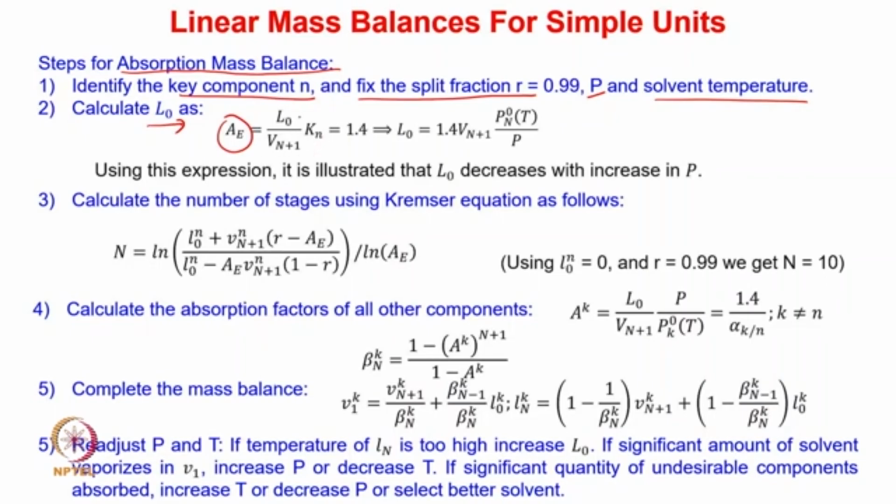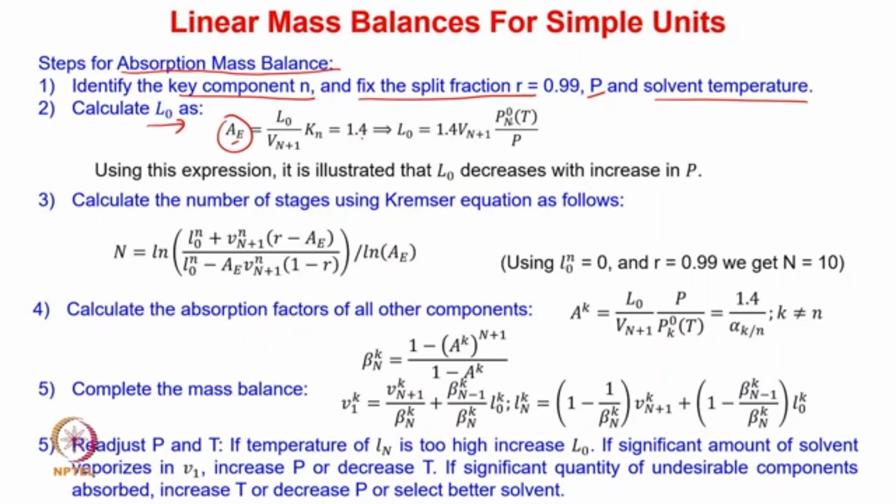Remember AE is given as L naught divided by Vn plus 1 into Kn. So L naught divided by Vn plus 1 is there, isn't it? And this AE equals 1.4, so we can rearrange this equation. After rearranging, we get L naught is given as 1.4 Vn plus 1 into 1 by Kn, isn't it? And 1 by Kn is what?